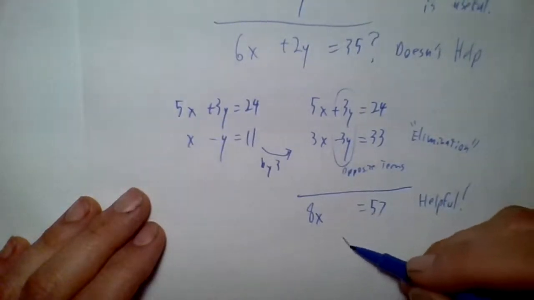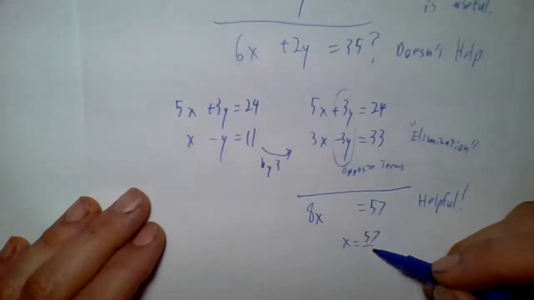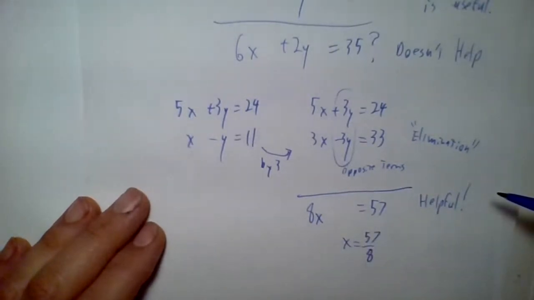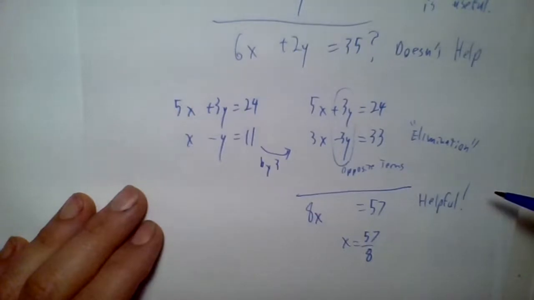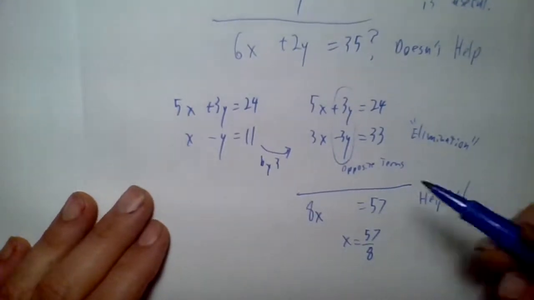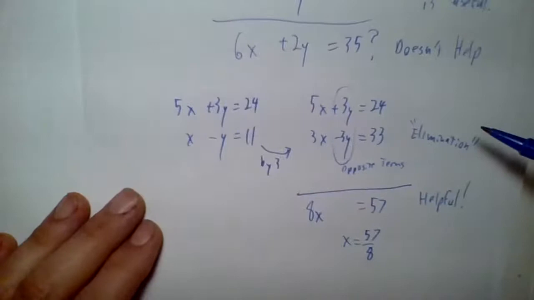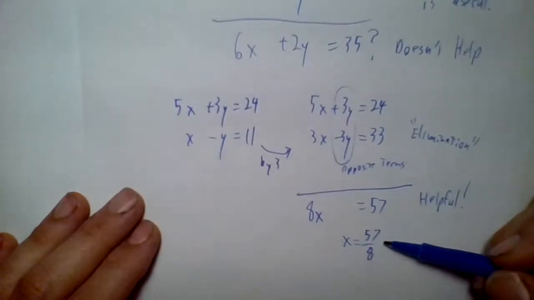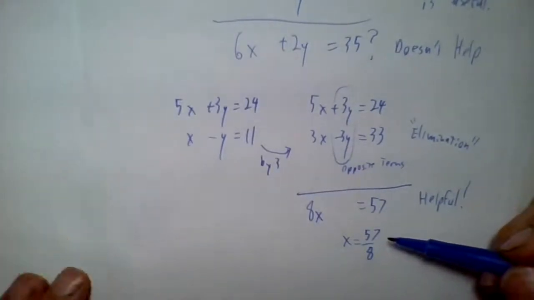Once I get down to this, now I know what that is. X has to be 57 over 8. That's the value of X that works. I still need to know what Y is, so I would still have to come back somewhere and figure out Y. But once you know one of the numbers, pretty easy to solve for the other.